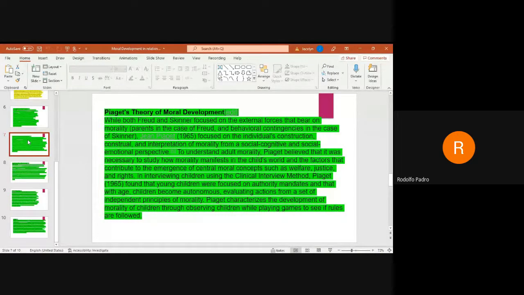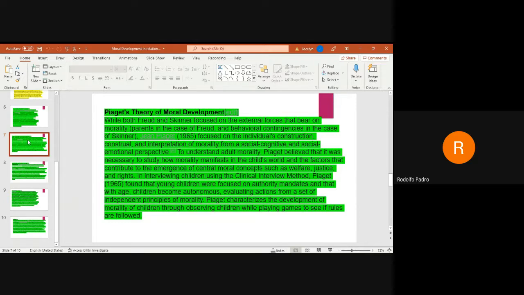Now let's proceed with Jean Piaget's theory of moral development. While both Freud and Skinner focus on the external forces that bear on morality, parents in the case of Freud and behavioral contingencies in the case of Skinner, Jean Piaget in 1965 focused on the individual's construction and interpretation of morality from a social, cognitive, and social emotional perspective. To understand adult morality, Piaget believed that it was necessary to study how morality manifests in the child's world and the factors that contribute to the emergence of central moral concepts such as welfare, justice, and rights.